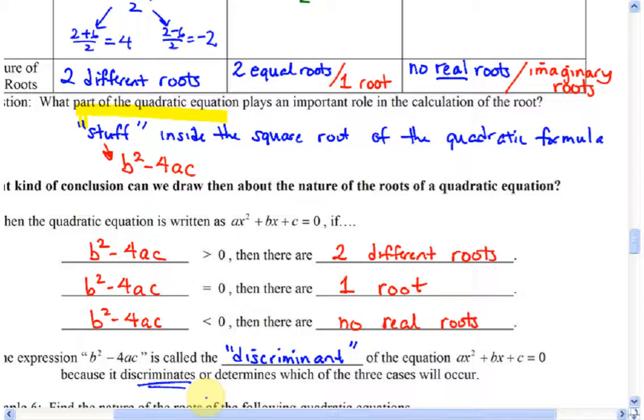Yes, Vincent. Just this whole thing. You don't need a D. Oh, you could use a D to represent the discriminant.